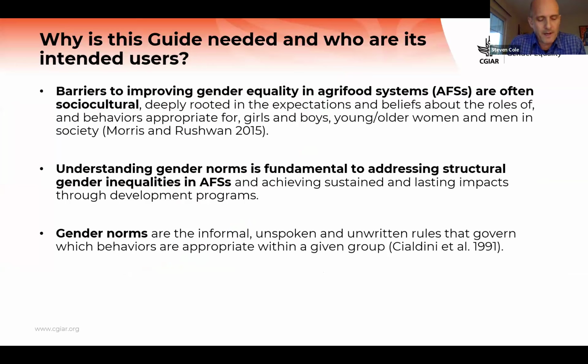So why is this guide needed, and who are its intended users? It's relatively well known that barriers to improving gender equality and women's empowerment outcomes are often sociocultural in nature. Gender norms, which are the informal rules that govern which behaviors are appropriate within a given group, are the root cause of gender inequalities and women's disempowerment in agri-food systems. Next slide, please.